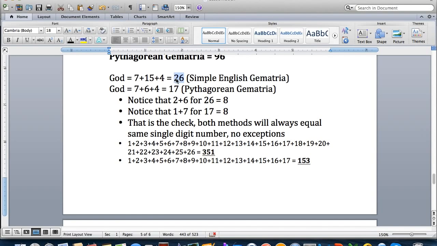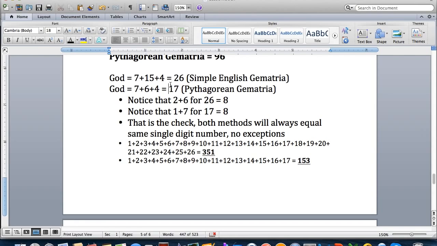God, with simple English Gematria, sums to 26. And again, the English alphabet is of 26 letters. If you sum God with Pythagorean Gematria, G's the 7th letter, it stays. O's the 15th letter, 1 plus 5 becomes 6. D's the 4th letter, it stays. If you sum God this way, it sums to 17.